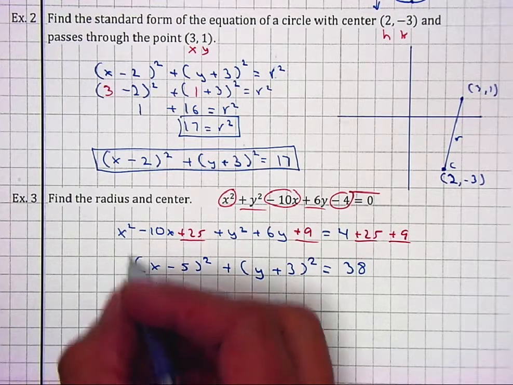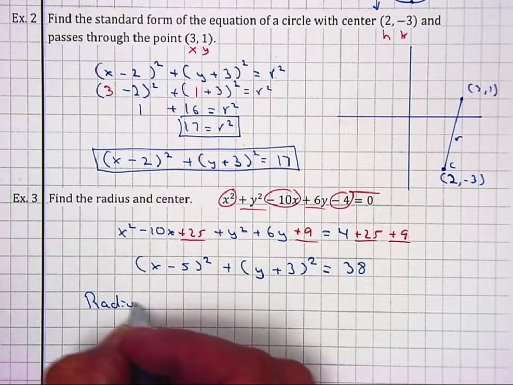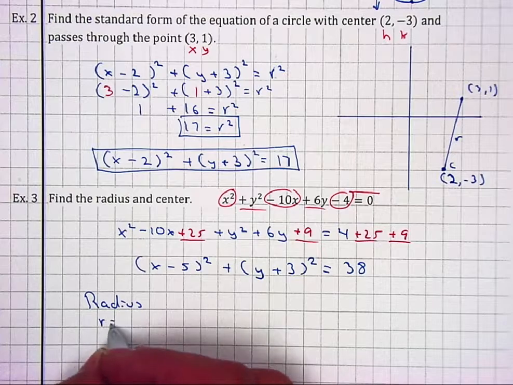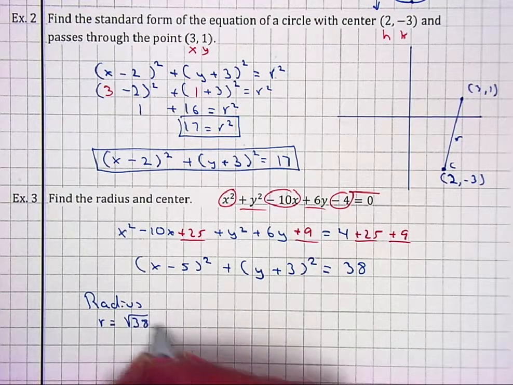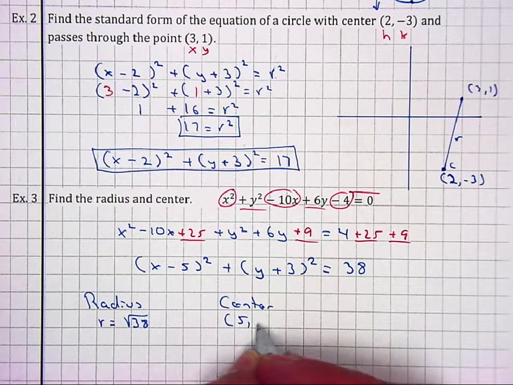Now this is my standard form. Now I can find my radius to be r is equal to the square root of 38. And I can find my center, which is 5 and negative 3.